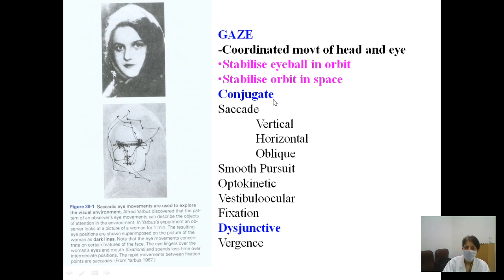The burst neurons for horizontal saccades are situated in the paramedian pontine reticular formation. The tonic neurons for these are situated in the nucleus prepositus hypoglossi. For vertical saccades, the burst neurons are in the rostral interstitial nucleus of the medial longitudinal fasciculus, and the tonic neurons are in the interstitial nucleus of Cajal. Oblique saccades require the activation of both these pathways.